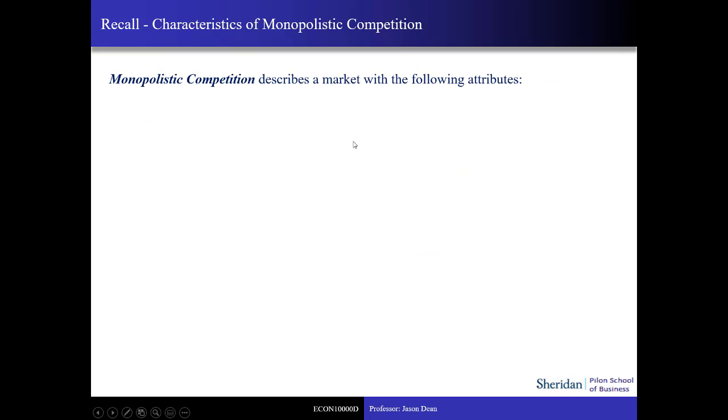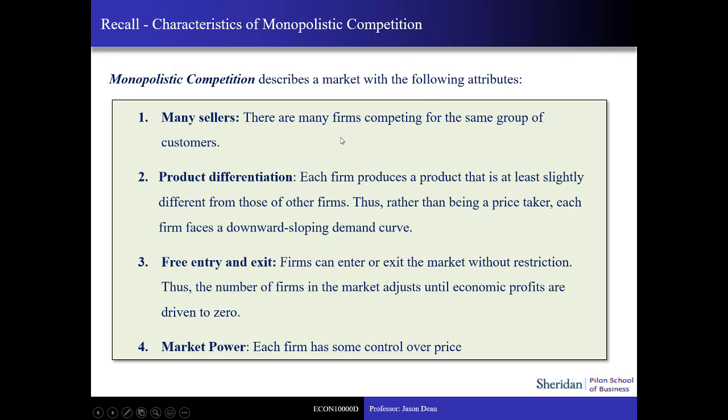So recall the characteristics of monopolistic competition. We did, I think, mention these earlier, but let's just look at them again. Similar to perfect competition, there are many sellers. Each firm is just operating on their own. They're very small relative to the entire market. But the key difference is that we're going to assume that they can differentiate their product slightly from their competitors.